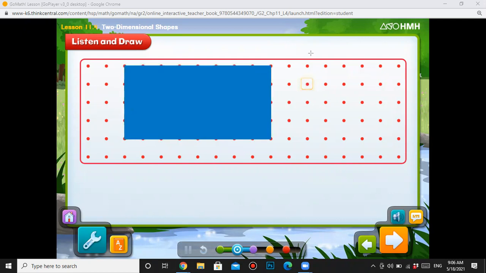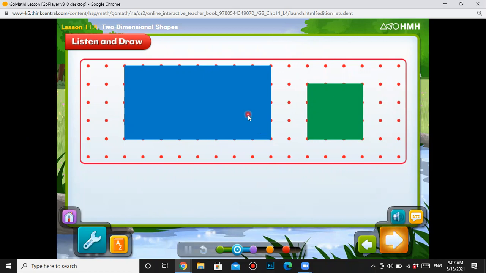We're gonna draw another shape with 4 sides. Let us see. Draw another side. Keep going. One more side. This shape is a square. How are the shapes alike? Both have 4 sides. How are the shapes different? The rectangle is bigger than the square. All the sides of the square are the same length.